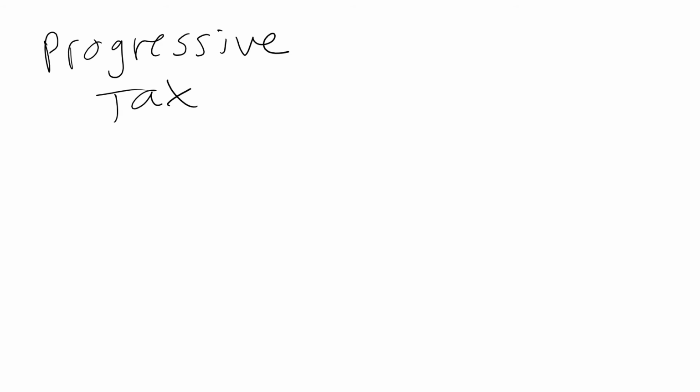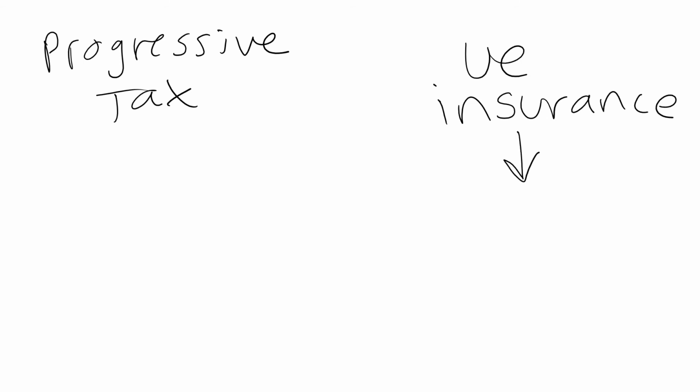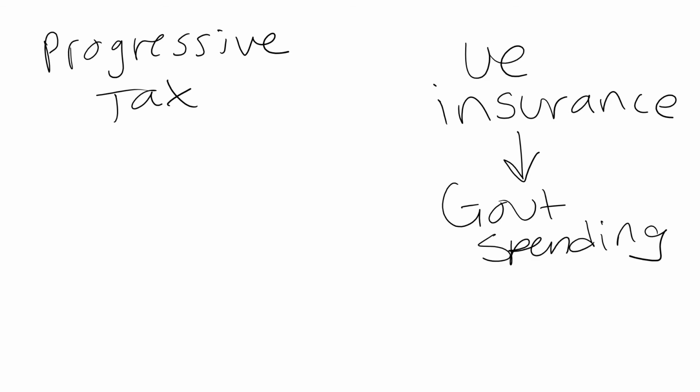All right, so we can say progressive tax. Or we can say unemployment insurance. This is government spending. Well, you get the idea. Government, yeah, I can't do this, whatever. All right, government spending, and progressive tax is taxation, obviously.